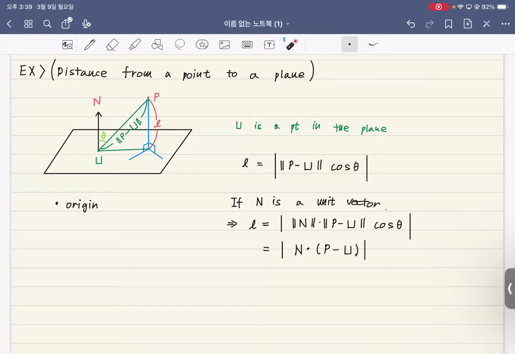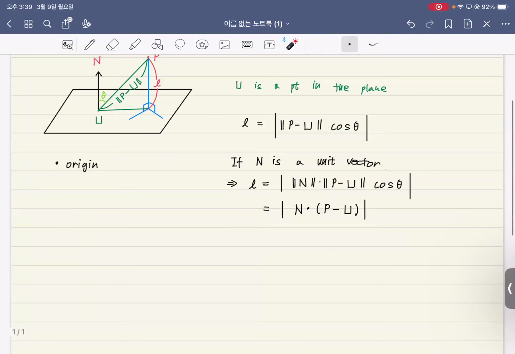So, just one more thing. Usually n may not be given as a unit vector. What if your n is not given as a unit vector? For such cases, if n is not a unit vector, then the idea is you can always make your vector n a unit vector by normalizing.